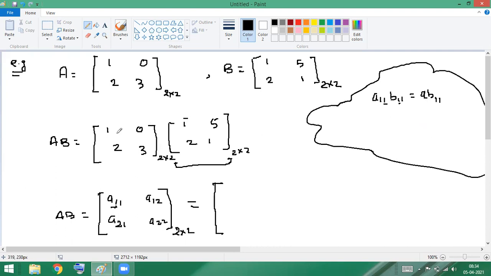Now you tell me, can I multiply this element to this element? Can we do it like this? इस element को इनसे multiply कर सकते हैं क्या? What is the order of this element? A11. And what is the order of this element? B21. So can we do the multiplication here? Is multiplication possible here? No, multiplication is not possible here. So what do we have to do then? Okay, then don't multiply this with this.